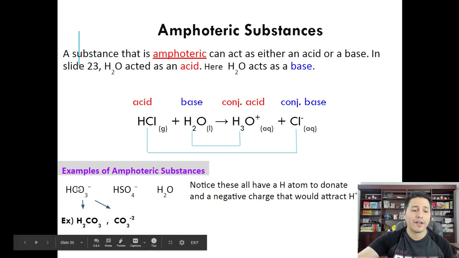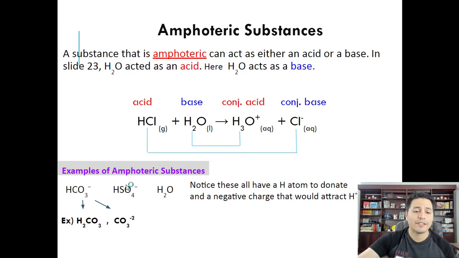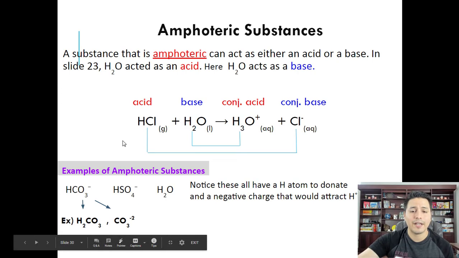And if you did that, you would have got H2CO3. Now notice this one has no charge. So that's really what amphoteric is. You have the option to either lose or gain a proton. And we could do the same thing for HSO4 and H2O, but I'm not going to do that. But hopefully this makes sense to you guys.